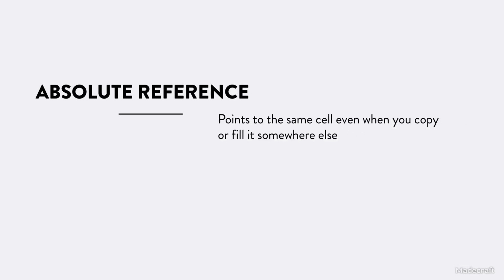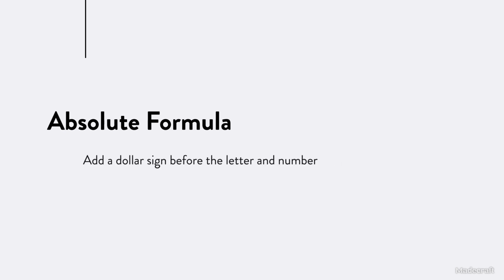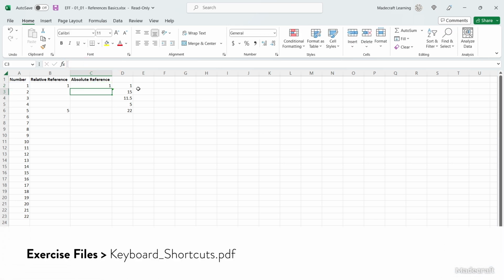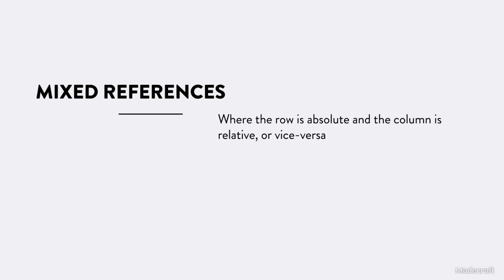By contrast, an absolute reference will continue to point to the same cell even when you copy or fill it somewhere else. To make a formula absolute, add $ signs before both the letter and number. For example, equals $A$2. You can also change a relative reference to an absolute reference by hitting the F4 button, or Command-T if you're using a Mac. Finally, there are mixed references.